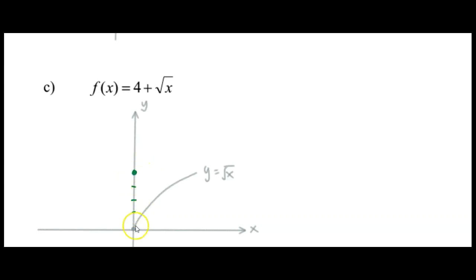So now your starting point of your graph will be 0, 4. All right, and then the shape still will remain unchanged. So this is the shape of the graph. You can just label this as 4 plus square root of x, and after that delete the basic graph.